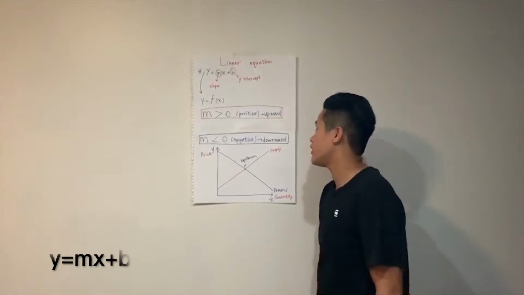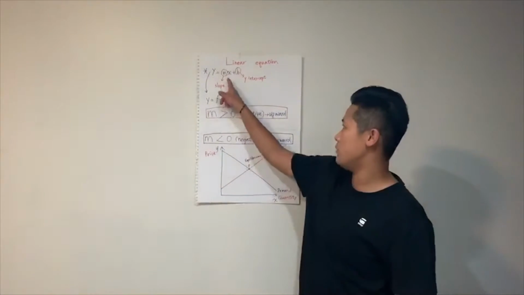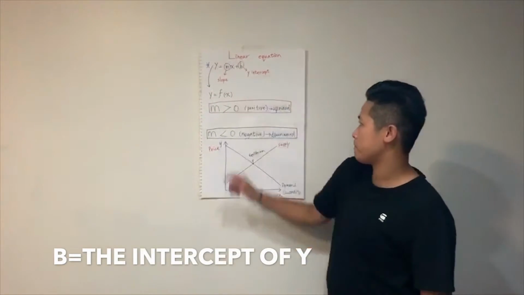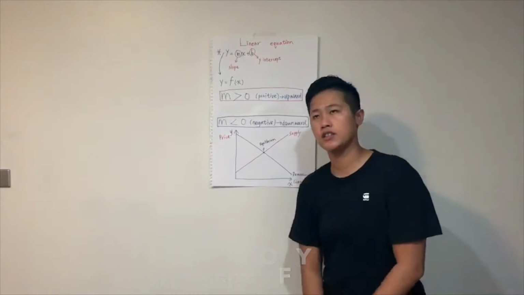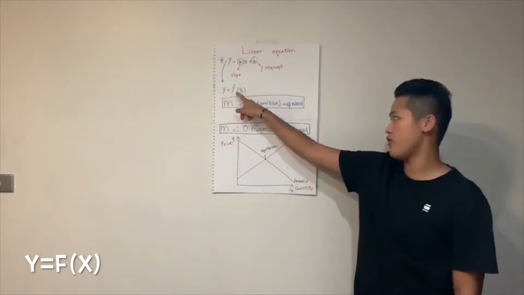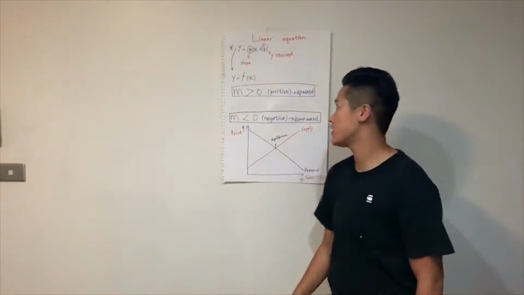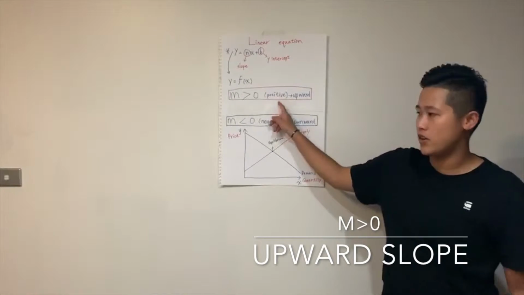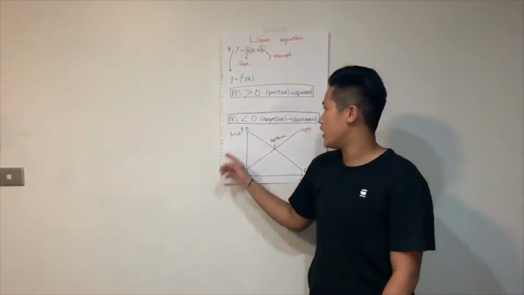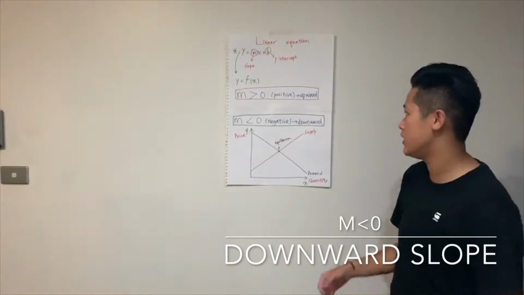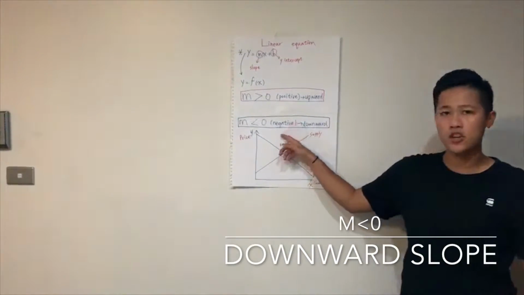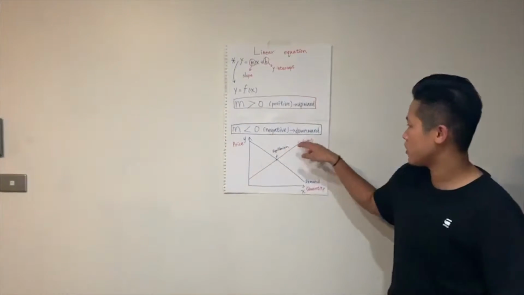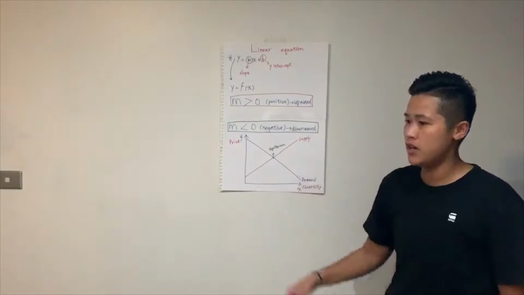The equation is y equals mx plus b. This m means the slope, and b is the intercept of y. Another way to present this equation is y equals a function of x. When the slope n is larger than 0, it is positive and goes upward. When n is less than 0, it is negative and goes downward, like the demand curve. And when these two curves meet, it's the equilibrium price.